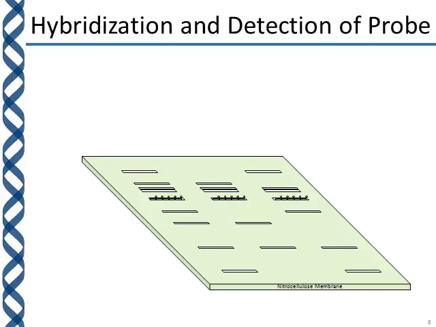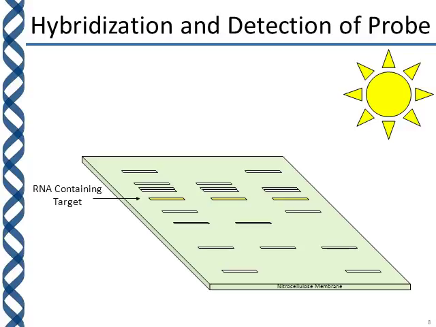Once that has occurred, the membrane is removed and washed, and then it can be visualized. It can be visualized by light or by some other detection mechanism depending upon what your probe is. So wherever your probe binds, you're able to visualize the presence of the complementary RNA on the gel. So this now is the RNA containing your target.